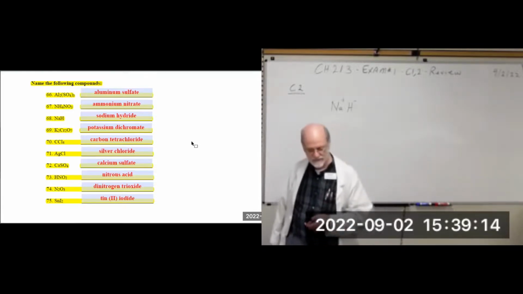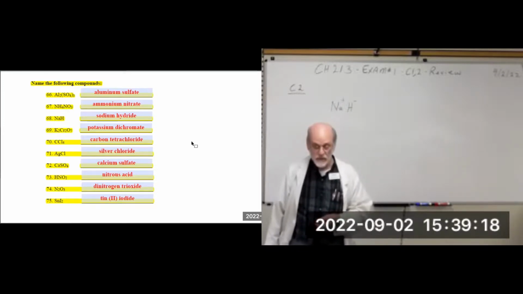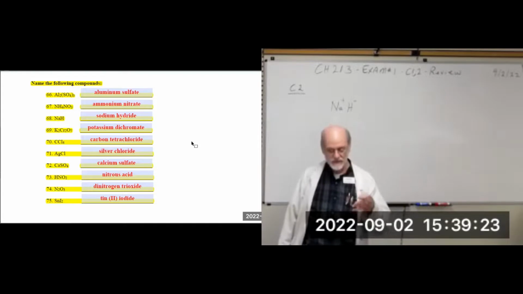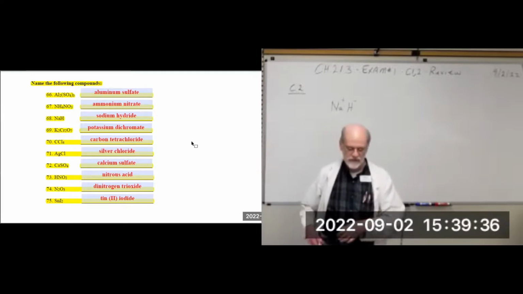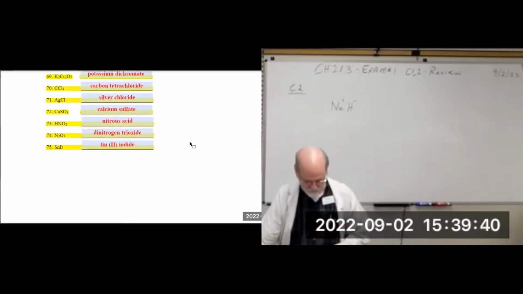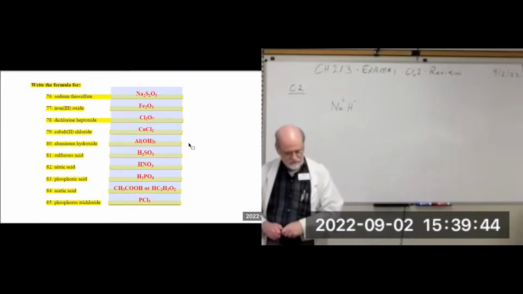N2O3, dinitrogen trioxide. So you need to know those prefixes that stand for numbers. Mono, di, tri, tetra, penta, hexa, hepta for 7, octa for 8, nona for 9, deca for 10. Those are the only ones you need to know. We got another set to name here.